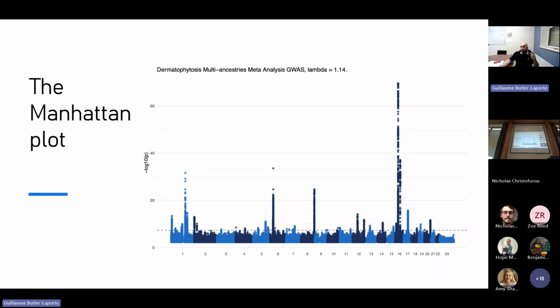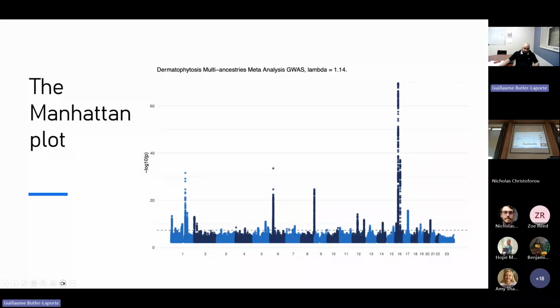So basically, those are all p-values of the logistic regressions between the different SNPs, the different variants, which are represented by the dots, and dermatophytosis through the case control association that I presented above. So this is basically just logistic regression throughout the genome with the p-values.